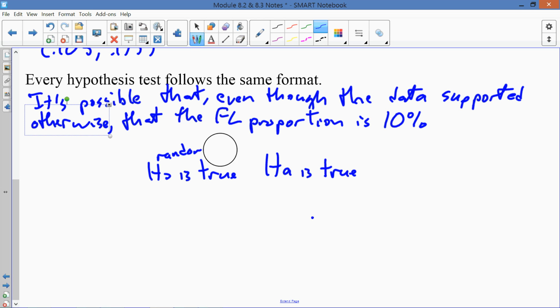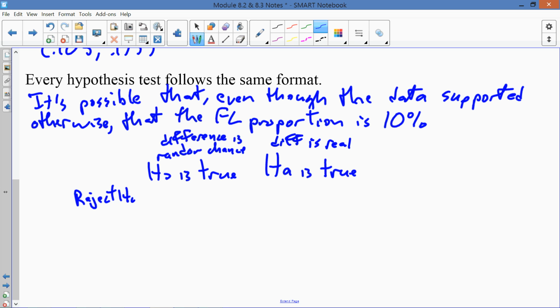I'm going to write small here to fit it in. And if HA is true, that means that the difference is real. Okay, and over here, this is the truth, and then the two things we might have done were reject the null hypothesis, or we fail to reject the null hypothesis.